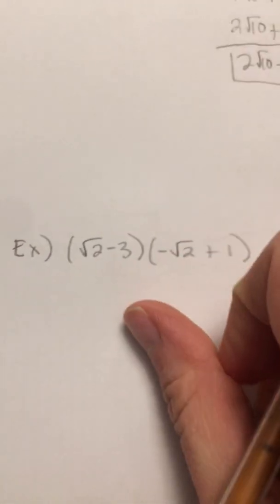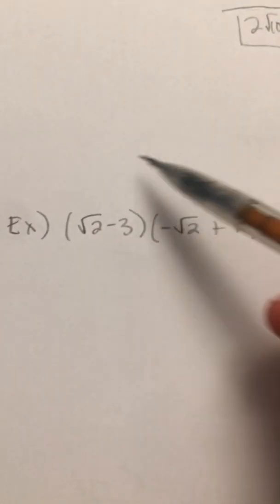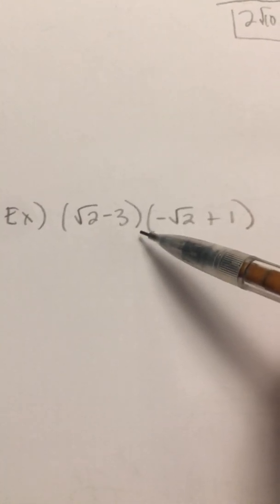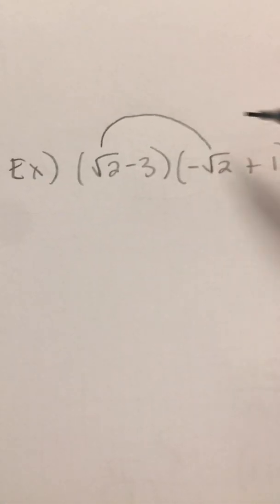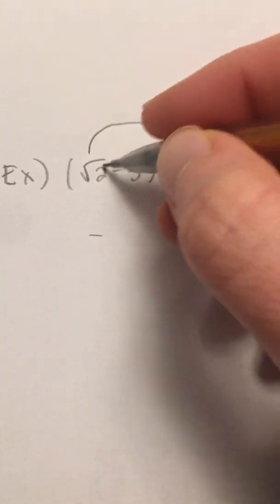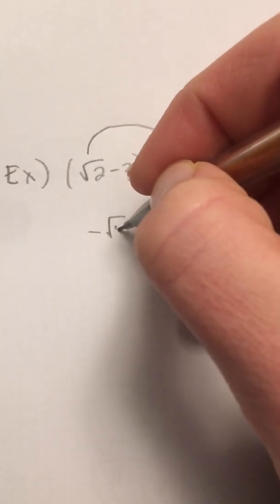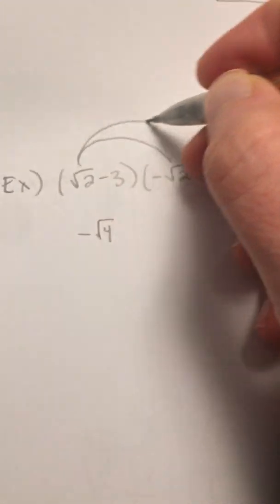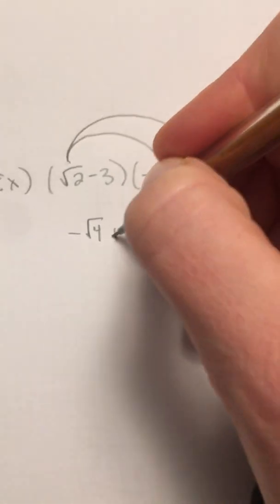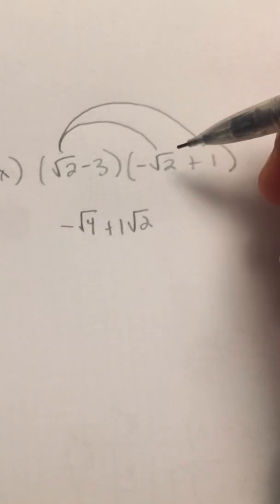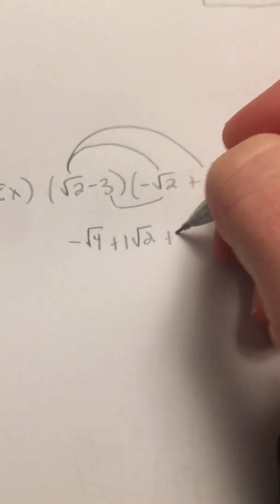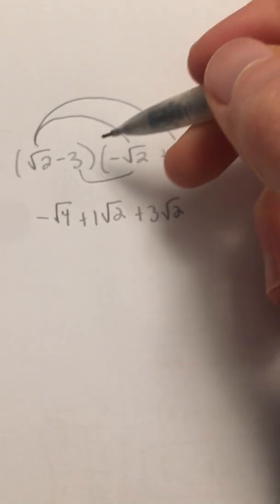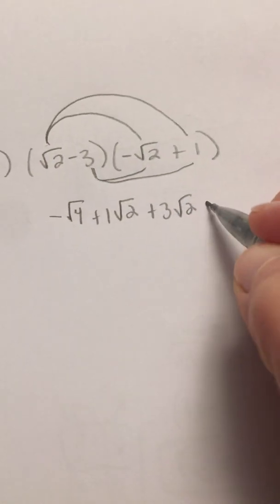Last and final example. I have to distribute. I have to multiply. See nothing here. That tells me I'm multiplying. Root 2 times negative root 2. So I have a negative, and then they're both under, so I could take the 2 times 2 to get root 4. Negative root 4. Root 2 times 1 is 1 root 2. Negative 3 times negative root 2 is positive 3 root 2. Negative 3 times 1 is a negative 3.